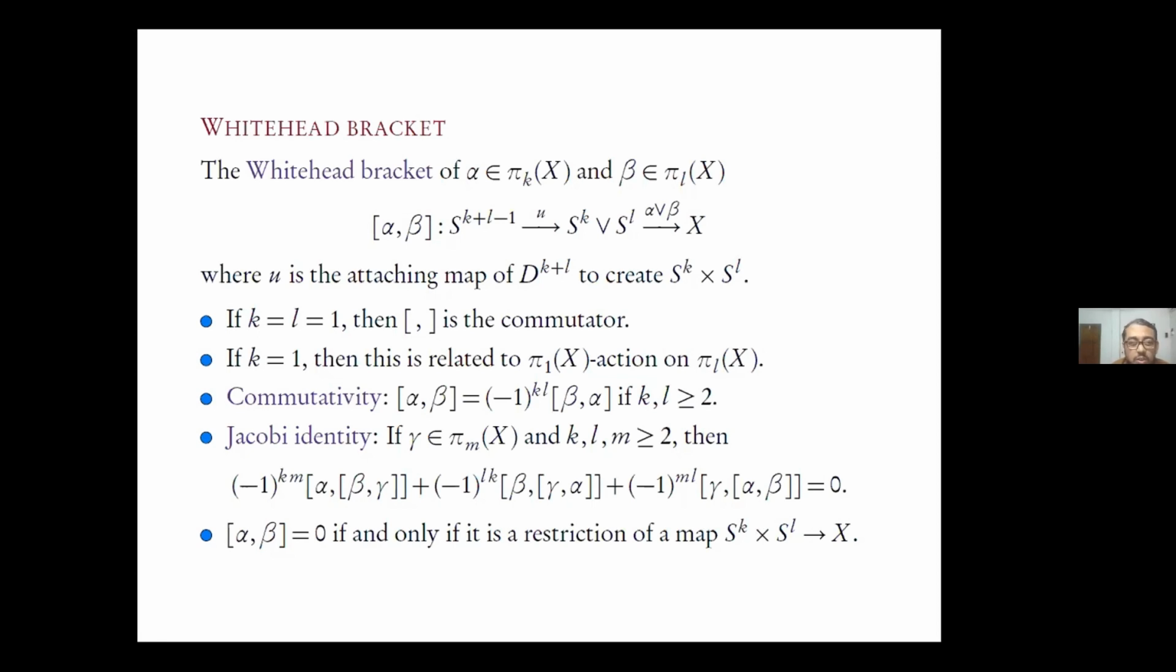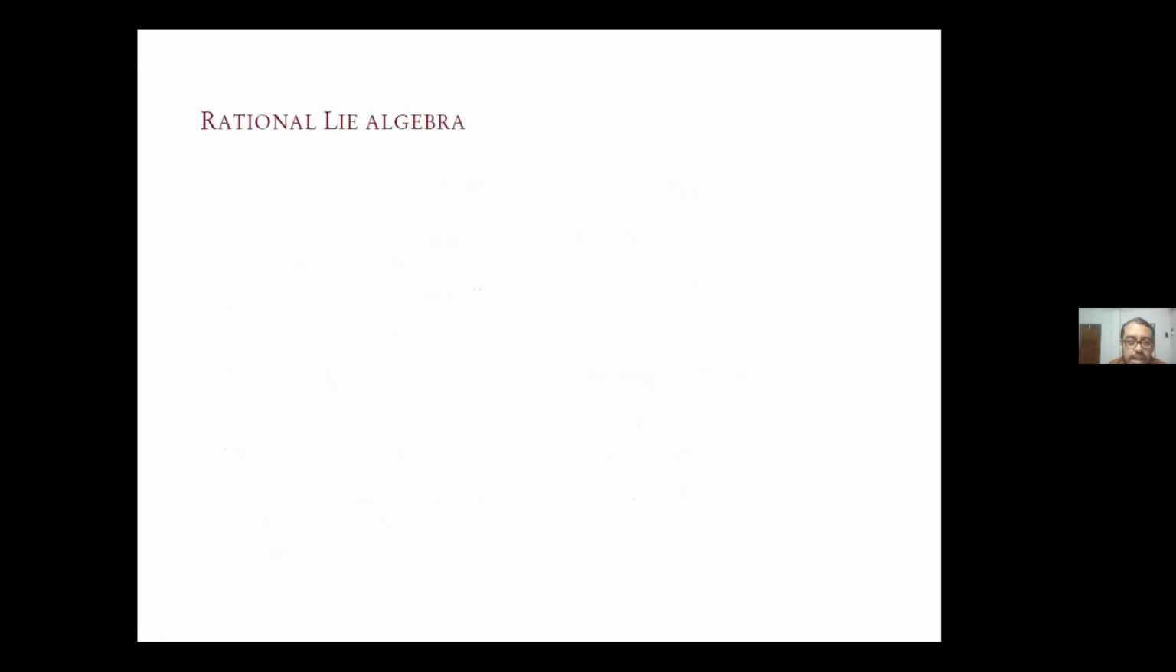So this is a quick review of what the Whitehead bracket does. But the upshot is that it gives you something like a Lie algebra when you deal with homotopy groups. And if you want a Lie algebra over a field, what do you do? Well, you tensor everything with Q in view. So that's exactly what we're going to do. Okay? So this is called the rational Lie algebra.